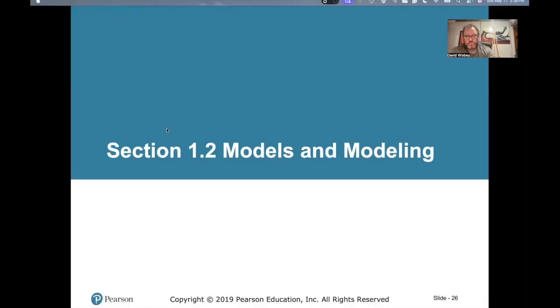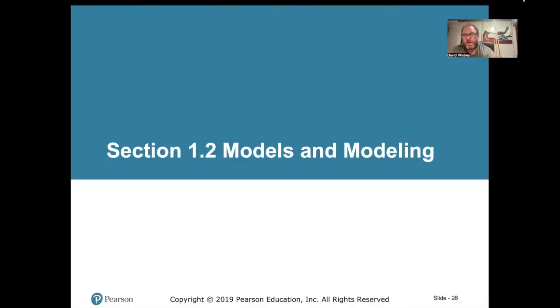This is section 1.2 of the textbook. So section 1.2, models and modeling. A lot of times in physics, it's easier to make a model of something than to actually think about the thing that we're talking about.